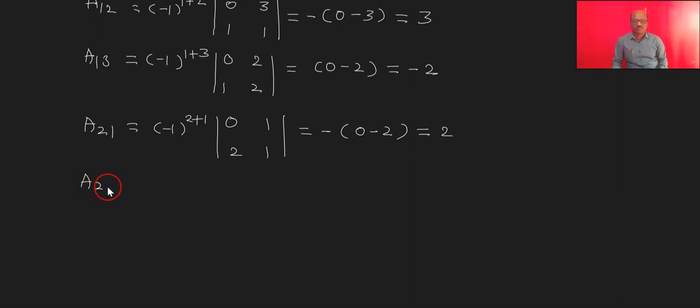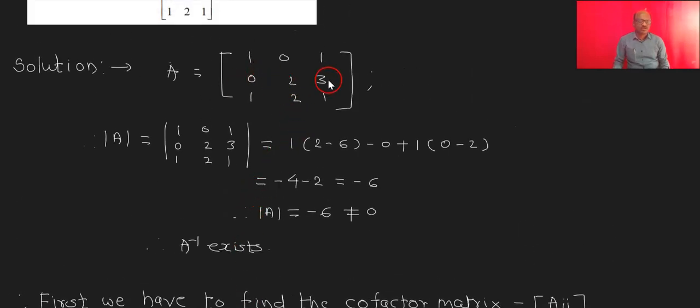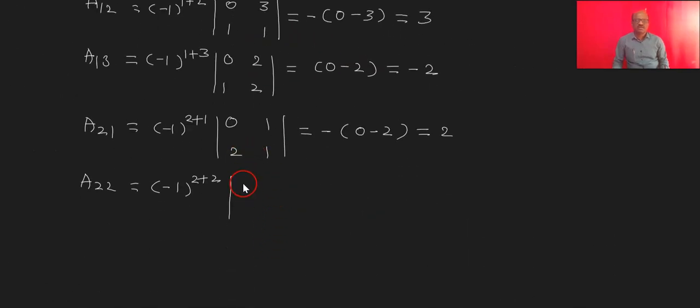Next is A22, that is minus 1 raised to 2 plus 2. Delete the corresponding element in the row and column, then you will get 1 1 1 1. That is equal to 1 minus 1, which is 0. Or you can write one more step, in brackets 1 minus 1, and that is equal to 0.